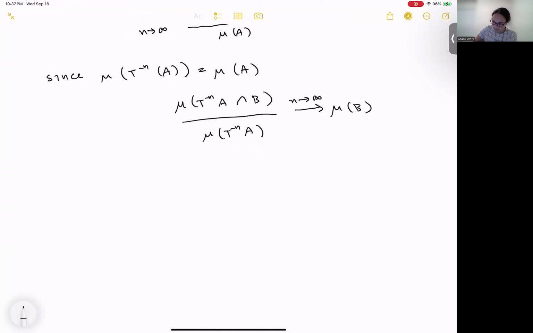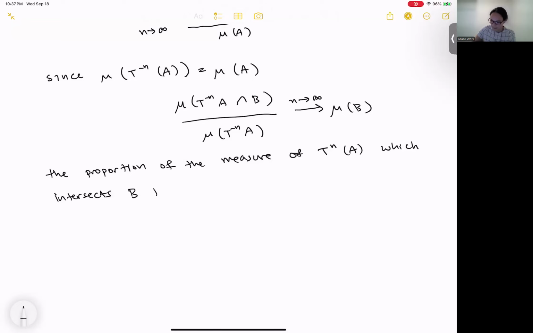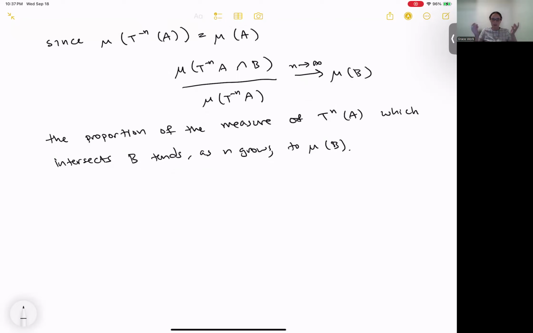And so what this is saying in words is the proportion of the measure of T^n A which intersects B tends as n grows to the measure of B itself. So in particular, if you have two different sets that have the same measure, the proportion of this preimage that lies in both of the sets should be the same. So our preimage spreads out as n grows to become equidistributed all over the space with respect to the measure.